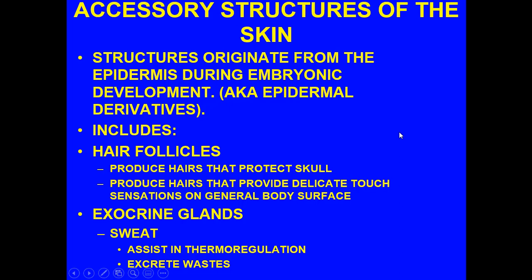Now, after we've gone through all of this, we need to go through some of the accessory structures of the skin. The structures originate from the epidermis during embryonic development. In other words, epidermal derivatives. That's what these are. These include hair follicles, exocrine glands, okay? Hair follicles produce hairs that protect the skull. They produce hairs that provide delicate touch sensations on general body surface. When we talk about exocrine glands, we're talking about the sweat glands. Remember that these assist in thermal regulation. When we sweat, it's not just the making of the sweat, it is the evaporation of that sweat that really cools the body. Sweat also is a means to excrete some wastes.